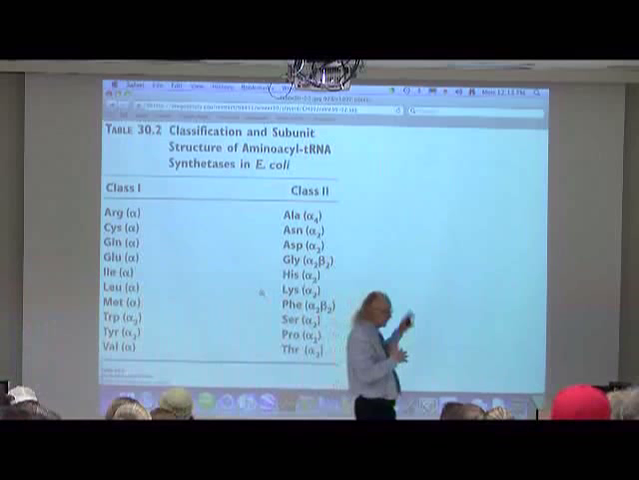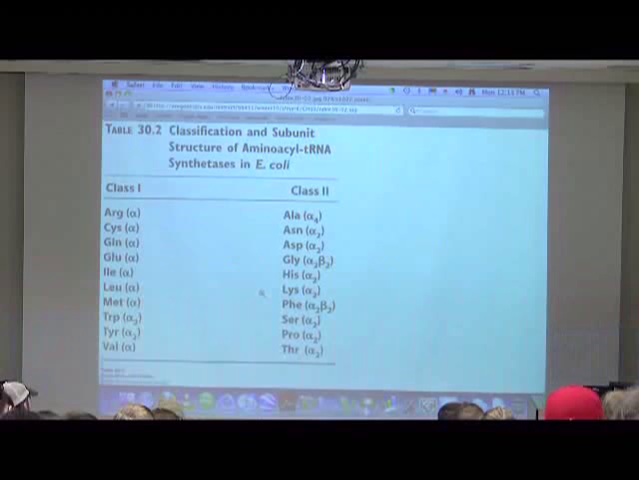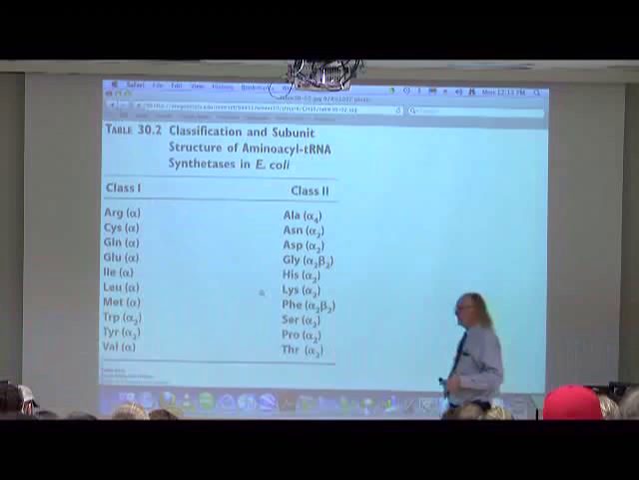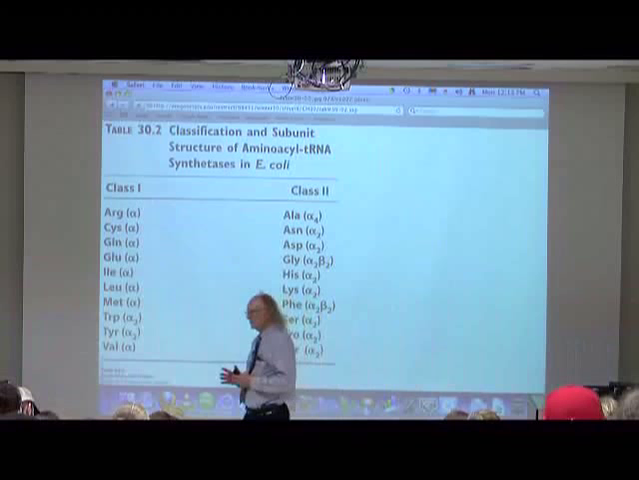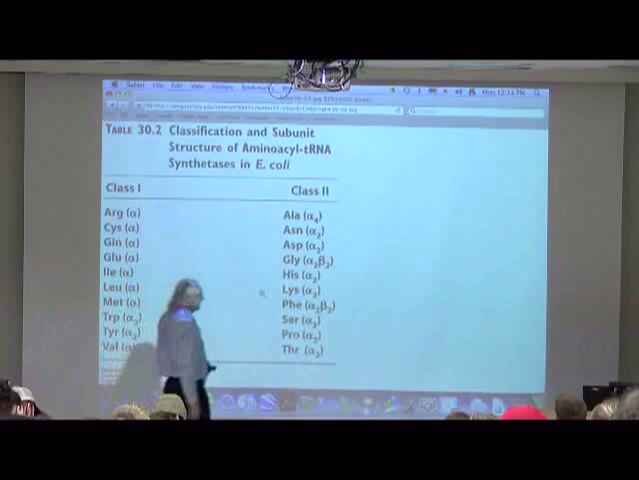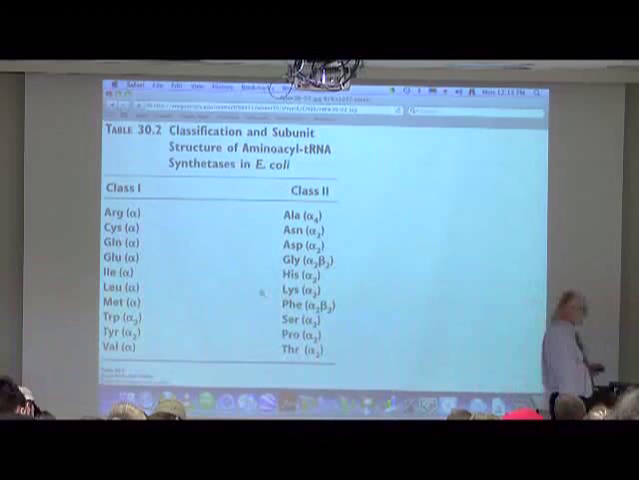The other reason for the basis of the classification is that the class 1 aminoacyl tRNA synthetases all put the amino acid on position number 2 of that ribose. All of the class 2 enzymes put the amino acid onto position 3 of that ribose on the A at the end of the transfer RNA. So 1 goes to 2, 2 goes to 3.